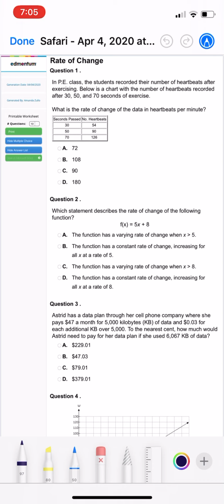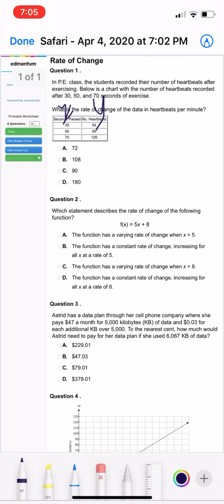So question 1 says, in PE class, the students recorded their number of heartbeats after exercising. Below is a chart with the number of heartbeats recorded after 30, 50, and 70 seconds of exercise. What is the rate of change of the data in the heartbeats per minute? So basically a very big deal with this is knowing that if you're given it like this vertical column here, on the left, they're your X values, and on the right, they're your Y values. All right. So I'm going to zoom in here a little bit.